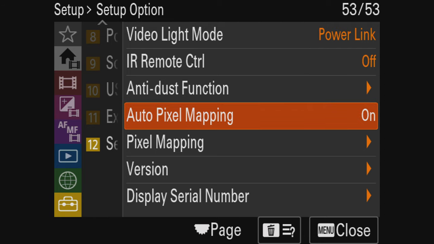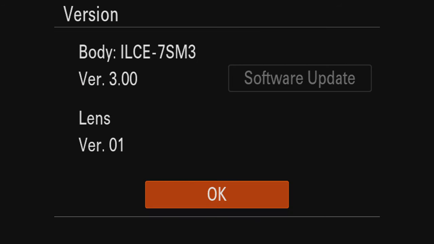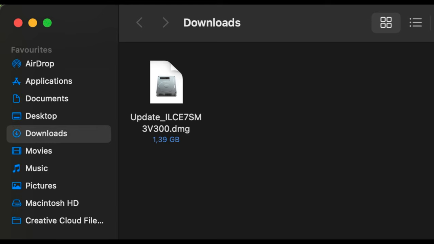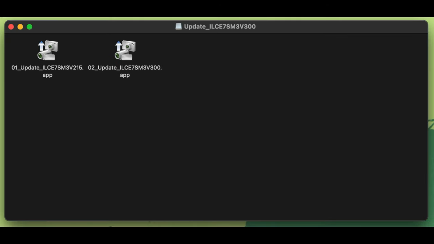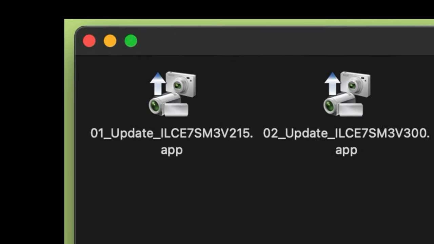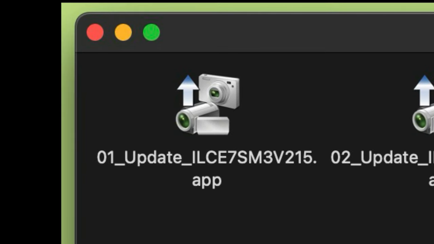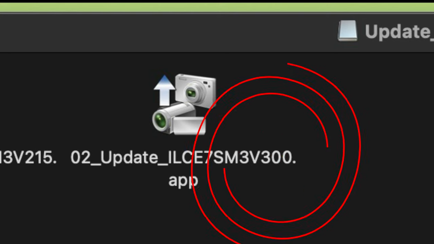The long-awaited firmware update for the a7S III, firmware 3.0. Now the long-awaited update is online. The update package usually comes with the 2.15 update, and then you update to version 3.0.